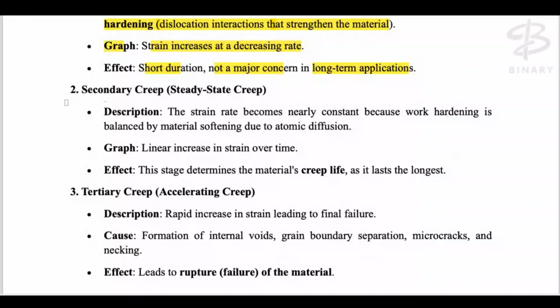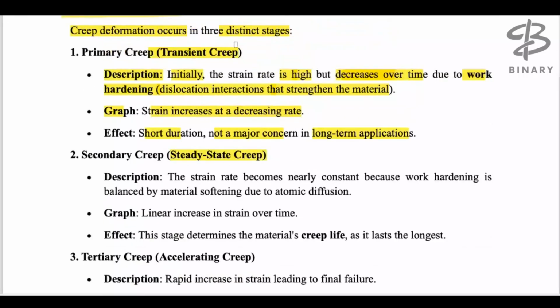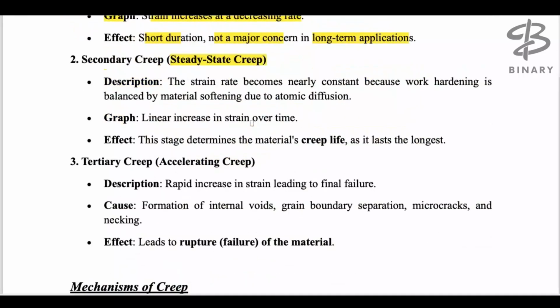The second one is the secondary creep, or we can say the steady state creep. The other name is steady state creep. First was transient creep, second one is steady state. So what is a steady state creep? First, the description.